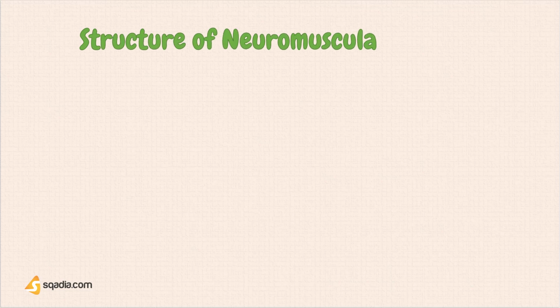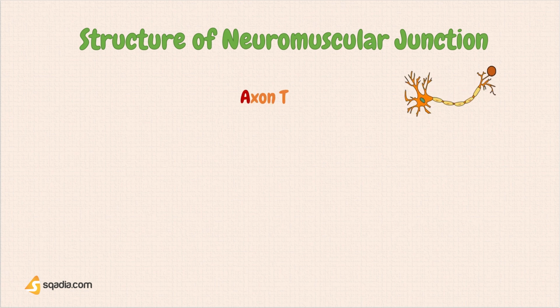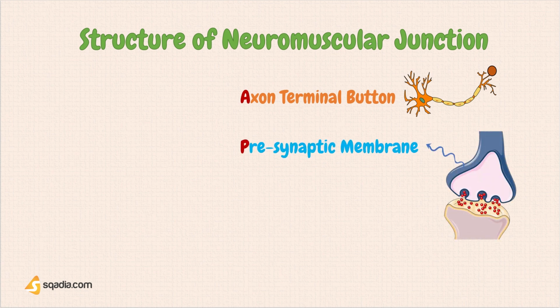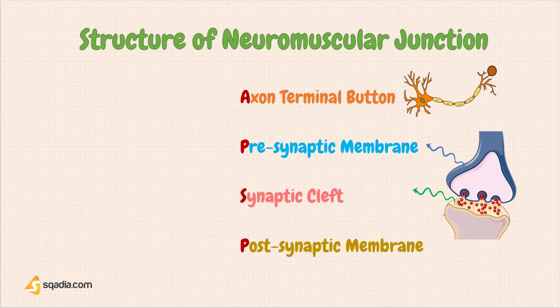Now we are going to discuss some important structures that form the foundation of the neuromuscular junction. The first one is the axon terminal buttons. As their name shows, these are located at the end of the axon. The next one is the presynaptic membrane, which is the cell membrane of the axon terminal. The next structure is the synaptic cleft, also known as the synaptic gutter, which is the place where chemical substances are released. The last one is the postsynaptic membrane, which receives signals from the presynaptic membrane.